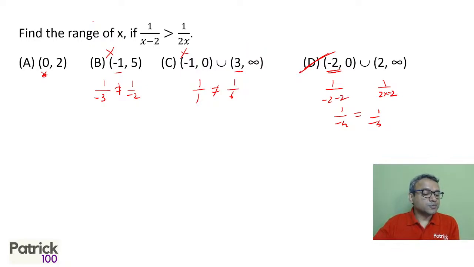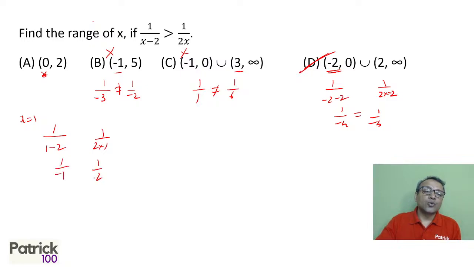Right. Second approach is where you substitute some values in between. For example, if I substitute x equal to 1 in this case, it's in between the values. I get 1 upon 1 minus 2, and 1 upon 2 into 1. There is 1 upon minus 1 and 1 upon 2. It does not satisfy. It should be the other way. So x equal to 1 doesn't satisfy. Therefore, A cannot be the answer. B also cannot be the answer because B also has 1 in between. So A and B cannot be the answer. What is left is C and D.